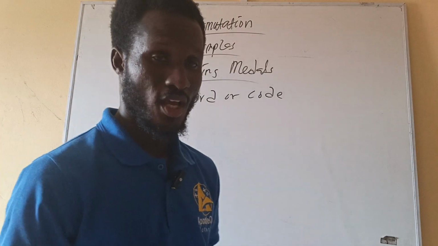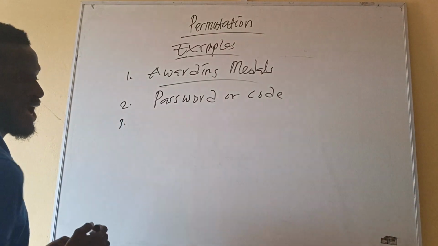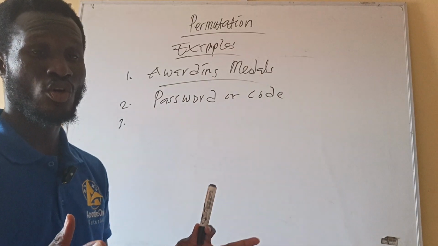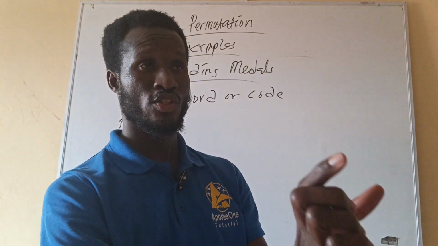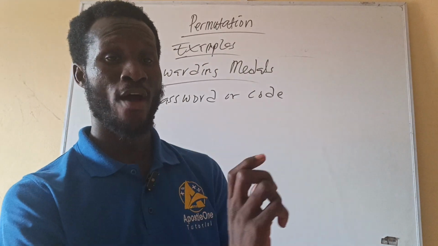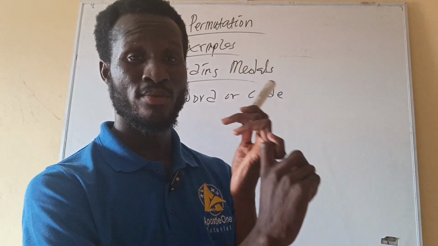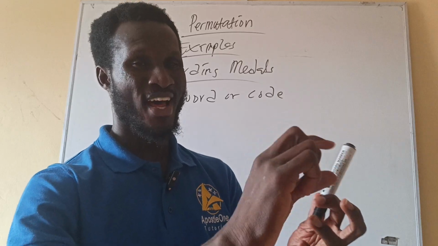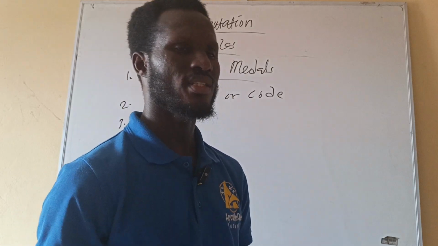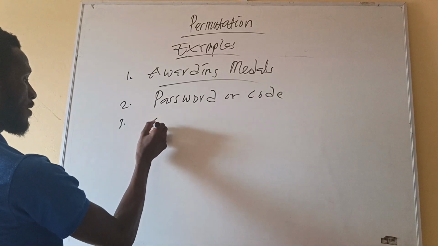Now let me give you more examples. Third one, I can talk about when you are arranging your books in the shelf. When you are arranging your books in the shelf, you have to check the order in which you're going to arrange, and that order is very important. First, you are arranging books. Two, the order in which you're going to arrange is very important. So, three, I will talk about arranging books.